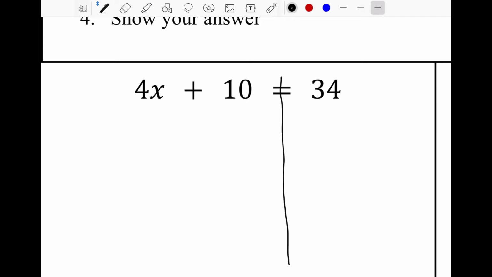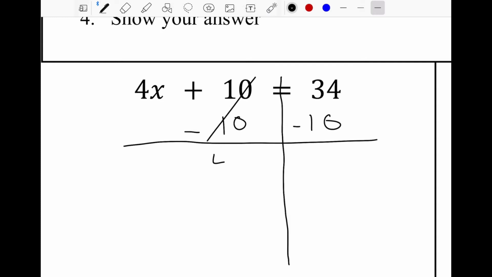So that means now I'm going to start using my inverse operations, and I'm going to start with addition or subtraction. I notice I got a positive 10. For me to do the inverse of a positive 10, I got to subtract 10. So what I do to one side, I do to the other. So I'm going to subtract 10 on both sides. Positive 10, negative 10 cancel each other out, bringing down my 4x.